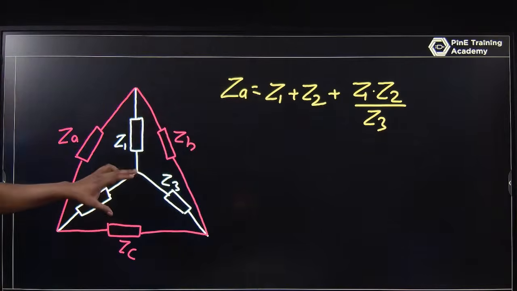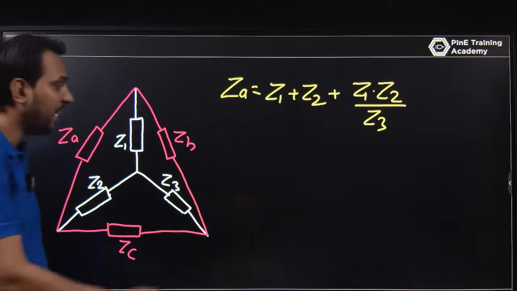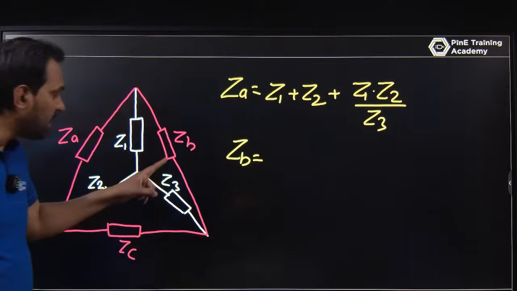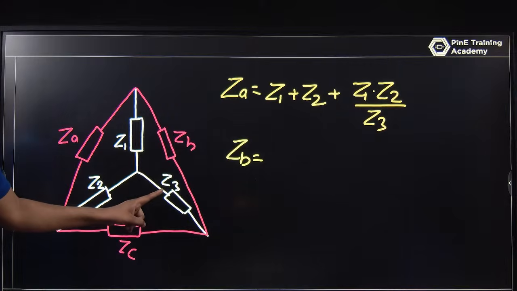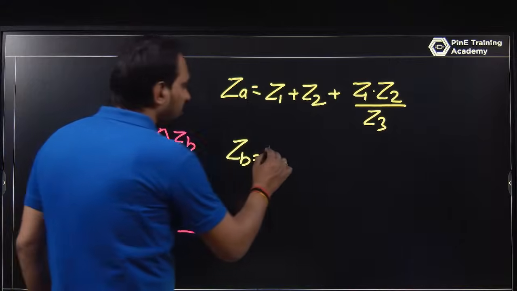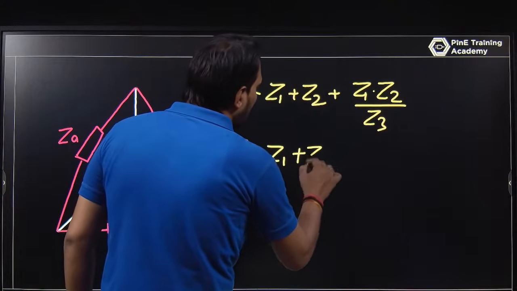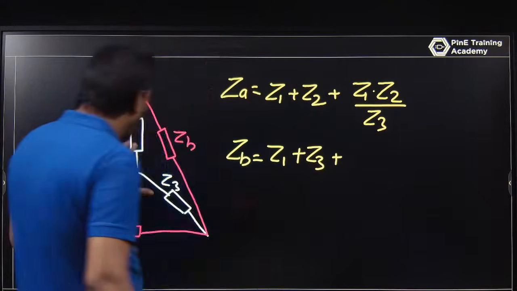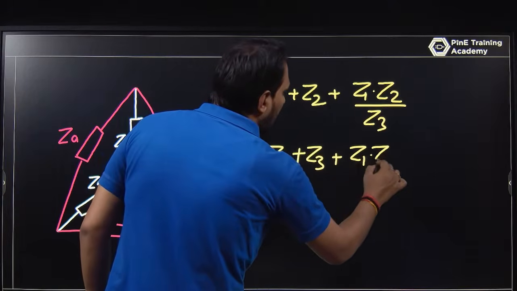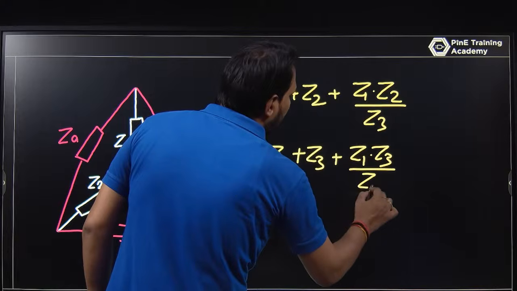Let's talk about ZB. What is the value of ZB? ZB is formed with the help of Z1 and Z3. So the sum of adjacent, Z1 plus Z3, plus the product of adjacent, Z1 into Z3, upon the remaining, that is Z2.